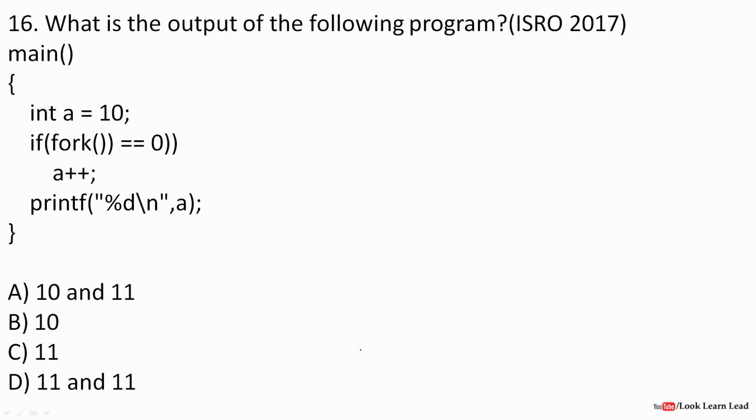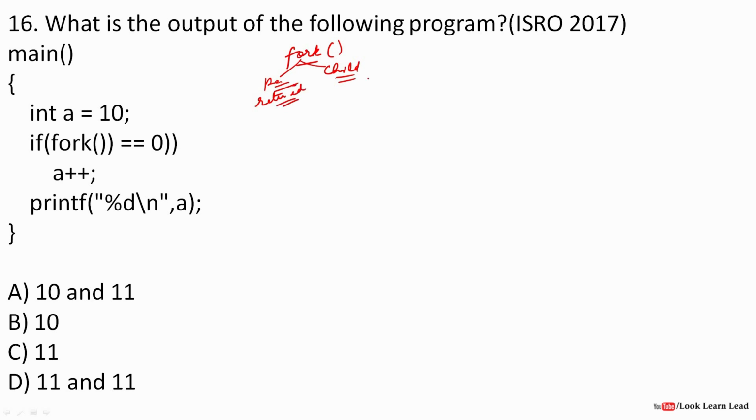Next, what is the output of the program? Before going on, we should know what fork is. Whenever fork is called, a child process is generated. So when we call fork, there are two processes. One is the parent and another is the child. The parent process returns an ID.